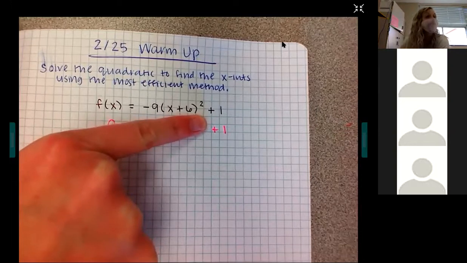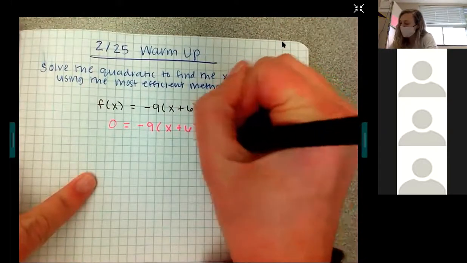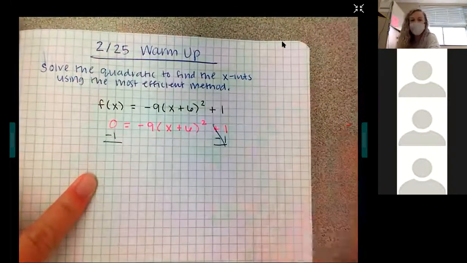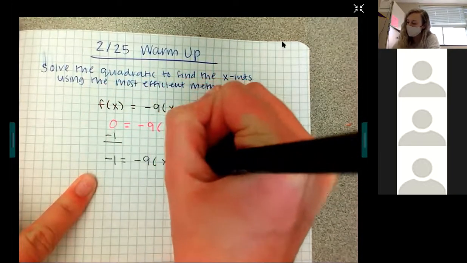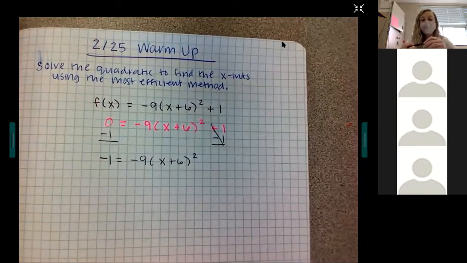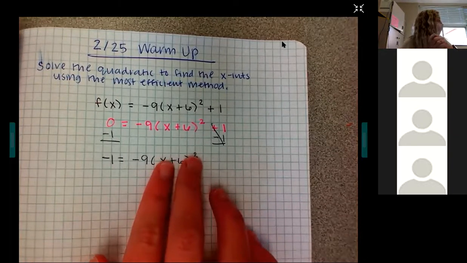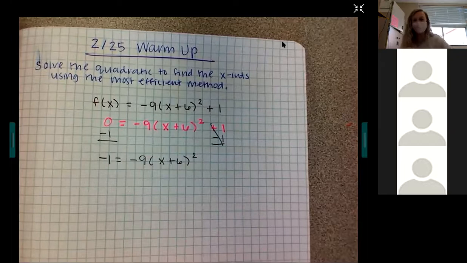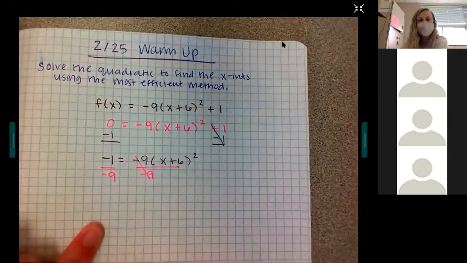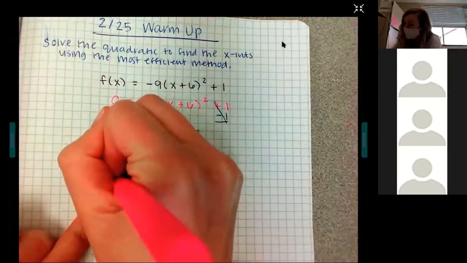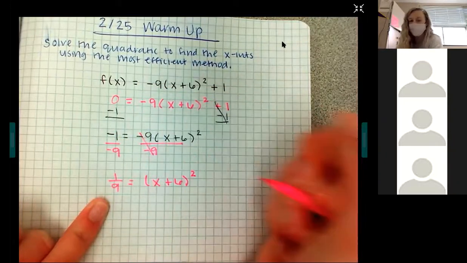And what do I need to move first? The 1. How do you move a positive 1? Subtract it. There's my BD. All right, 0 minus 1 is -1 equals -9, x plus 6 squared. From here, how do we get the part in the parentheses with the squared by itself? What do we need to move? Divide -9. Good job, y'all. People at home, do y'all agree? Divide -9? Okay. Most of y'all did really good with this. Some of you looked like you were struggling just a little bit, which is okay. Just make sure you ask your questions that you had today.